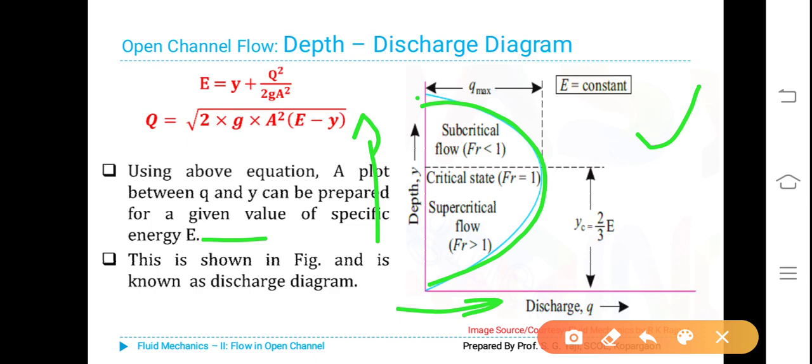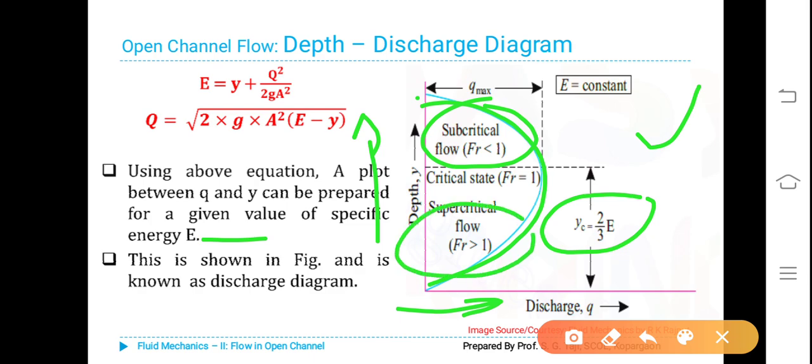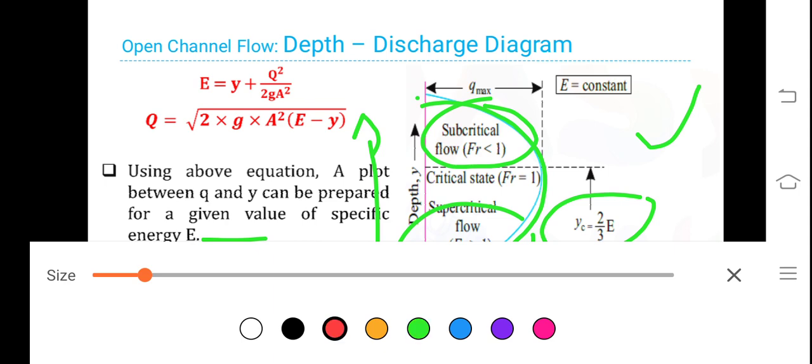Then yc, that is the critical depth, will be equal to 2/3 E. Here is subcritical flow, when Fr is less than 1, and supercritical flow, when Fr is greater than 1, and the critical state is when Fr is equal to 1.